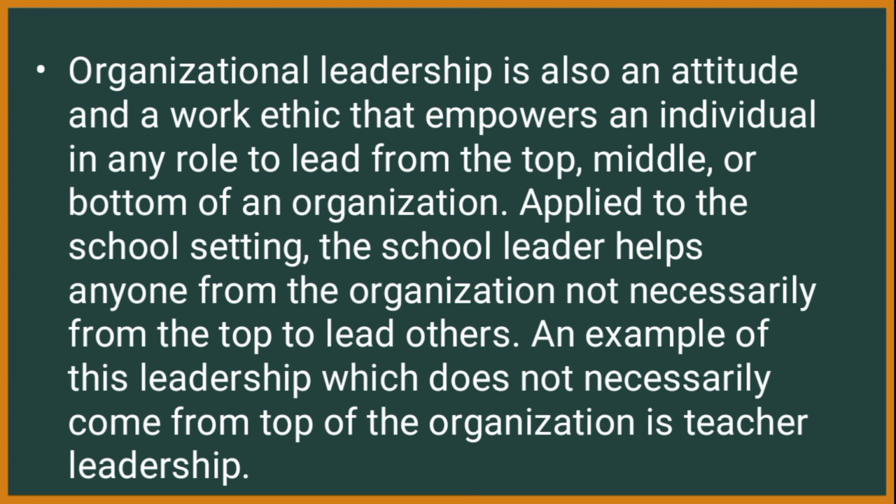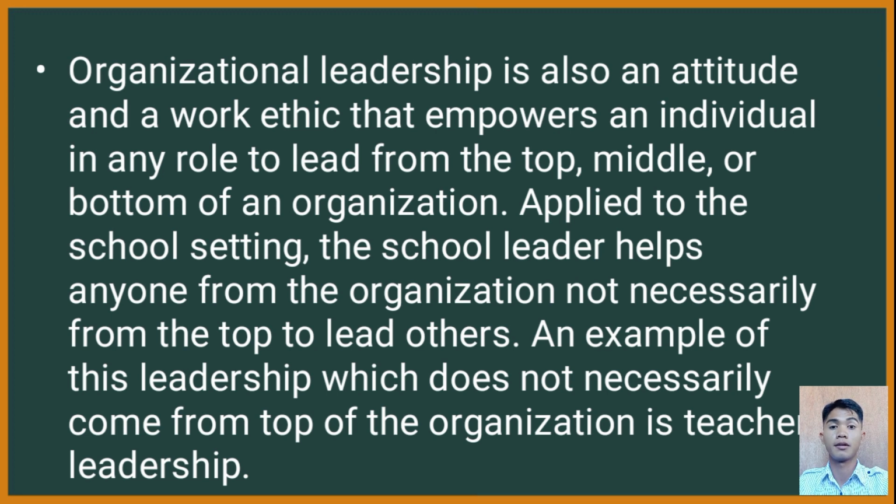Next meaning is organizational leadership is also an attitude and a work ethic that empowers an individual in any role to lead from the top, middle, or bottom of our organization. Applied to the school setting, the school leader helps anyone from the organization, not necessarily from the top, to lead others. An example of this leadership, which does not necessarily come from top of the organization, is teacher leadership.